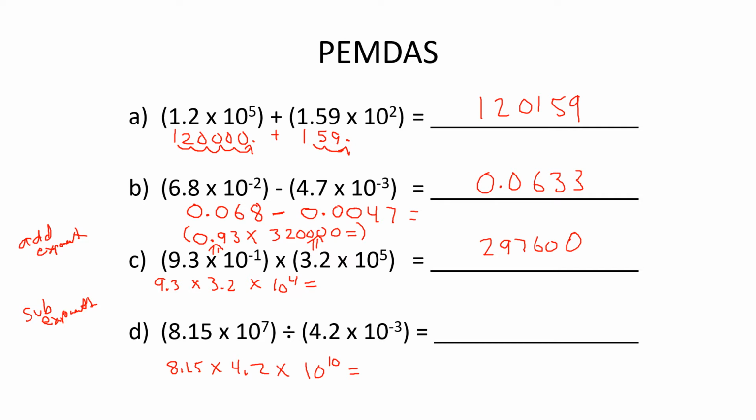So again, you can revert back to 815 divided by 0.0042 if you like dealing with a bunch of zeros. Either way, your answer is going to come out to be something gigantic, something huge, right? So write it in scientific notation.